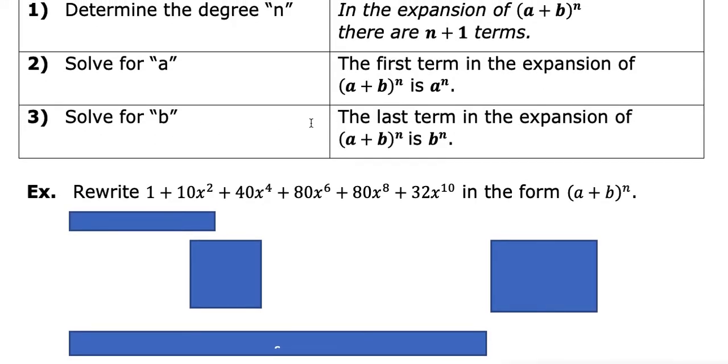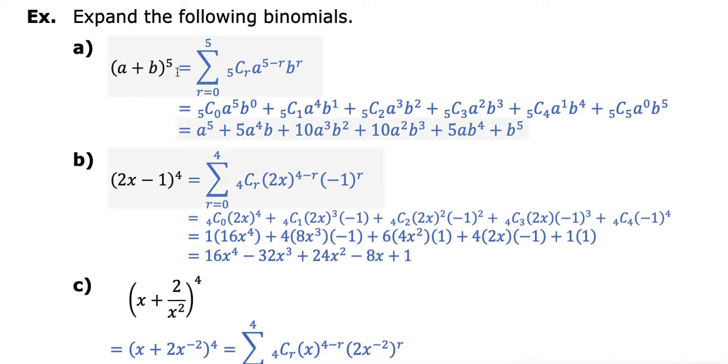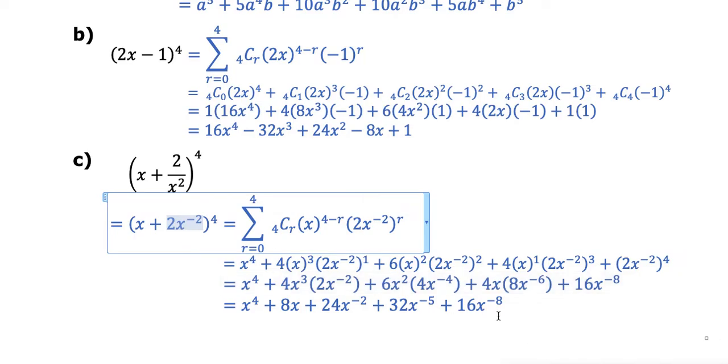So, lastly, b. If we're trying to write this in the short form, a plus b to the power n, the last term is b to the power n. And let's just confirm that by looking at previous examples. B to the power 5 is what we see for this expansion. This is going to be -1 to the power 4, which should be equal to +1. And similarly, let's look at the simplified version, or using the negative exponent. 2x to the -2 to the power 4 is going to be equal to 2, 4, 8, 16, x to the -8.